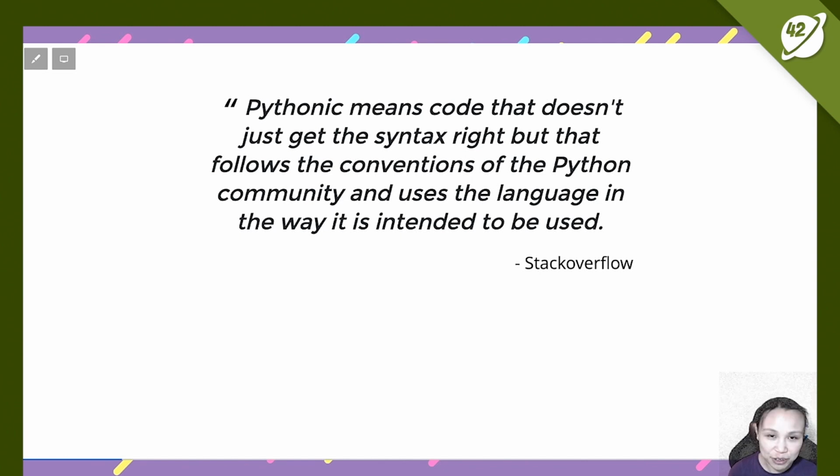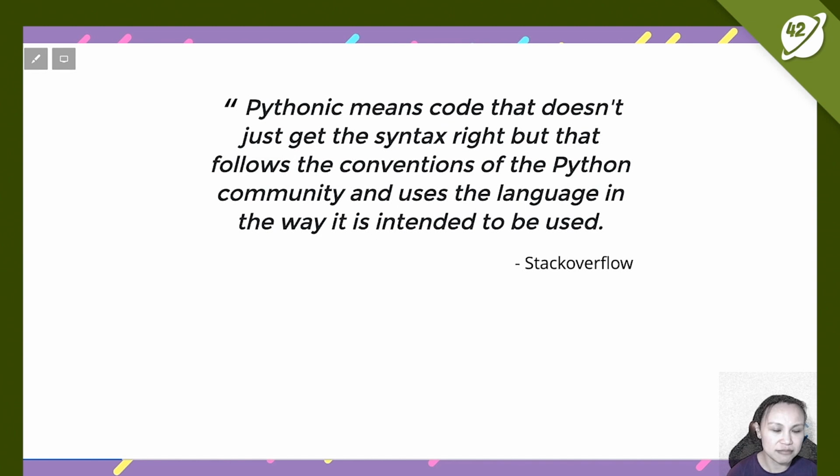It says Pythonic means that the code is not just that the syntax is right. Well, it means that the code is correct, it runs, but usually there's more than one way of doing it, right? So if it's done in a way that is accepted by the Python community, that is easy to understand code and what the language is intended to be used for, then it's Pythonic.